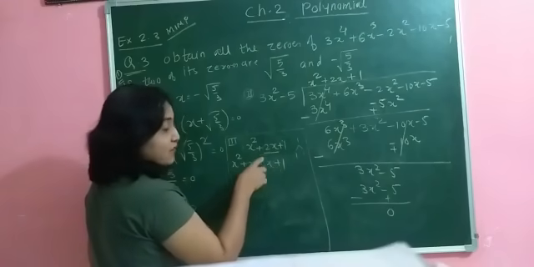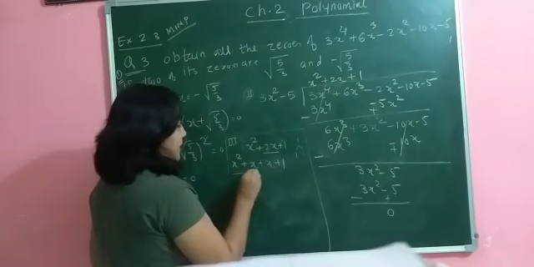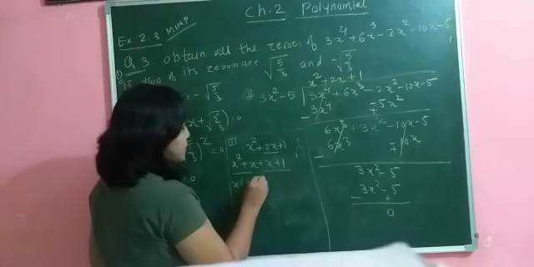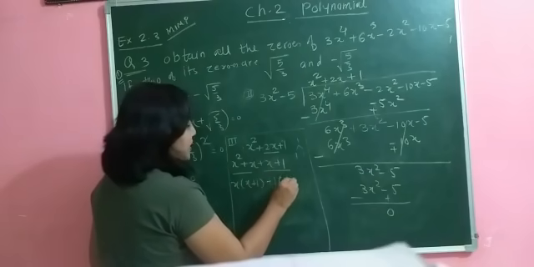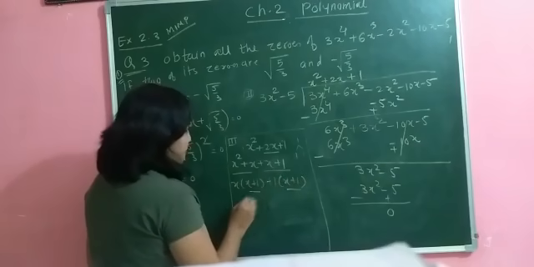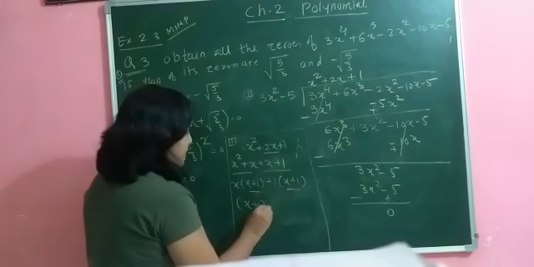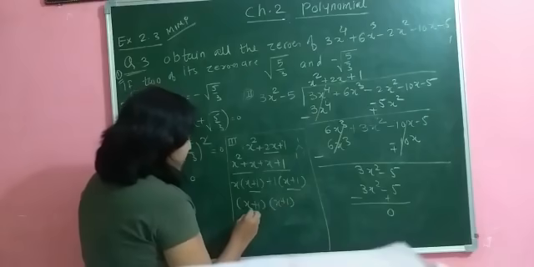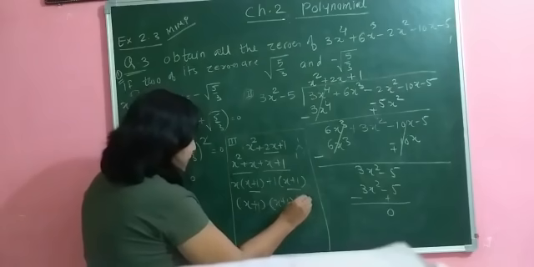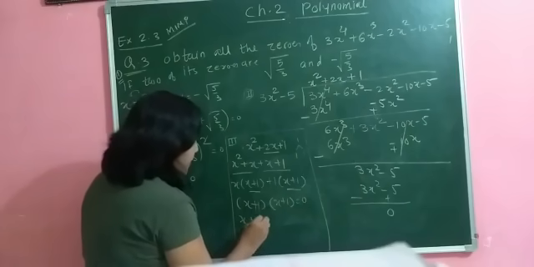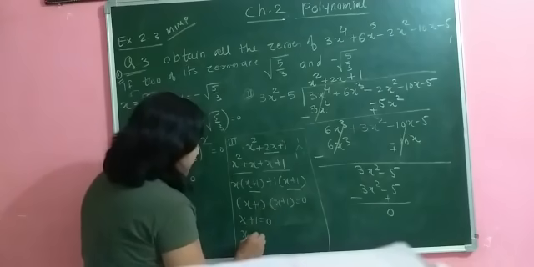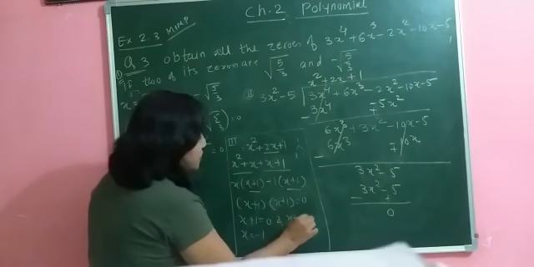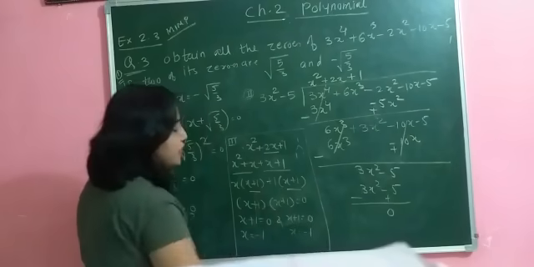Instead of 2x, what am I writing? x plus x. Now you can see that I am taking x common. x plus 1 plus 1, I am taking x plus 1. This factor I am writing 1 times plus this factor I am writing 1 times. So now you know that x plus 1 is equal to 0, so x is equal to minus 1. And again here x plus 1 equal to 0, so x is equal to minus 1.